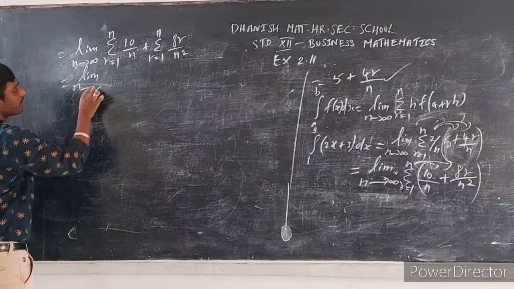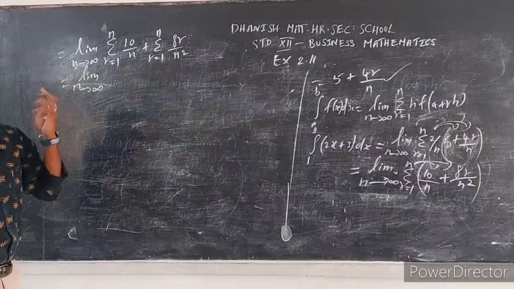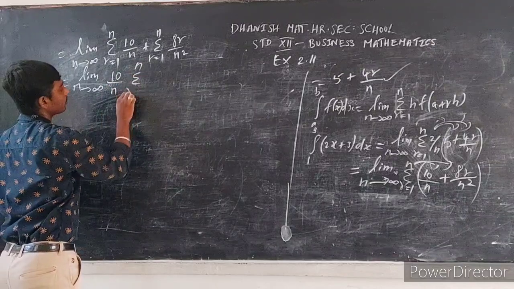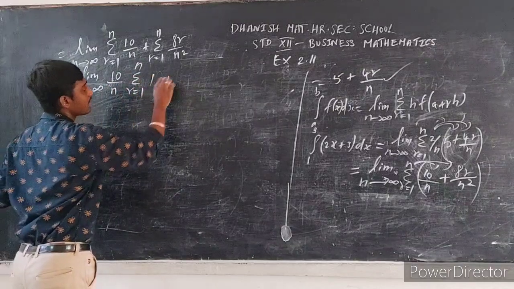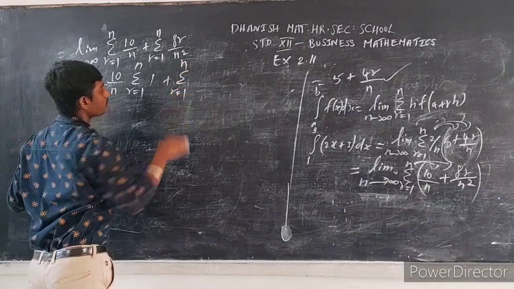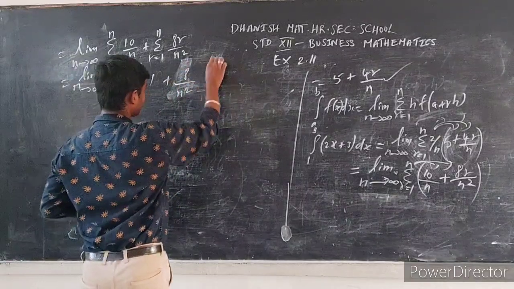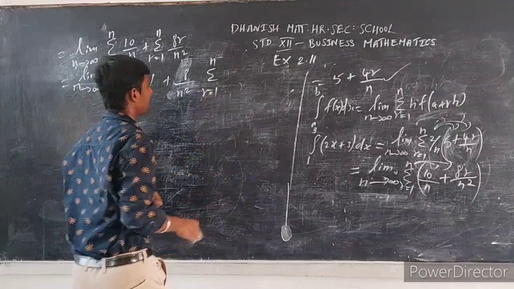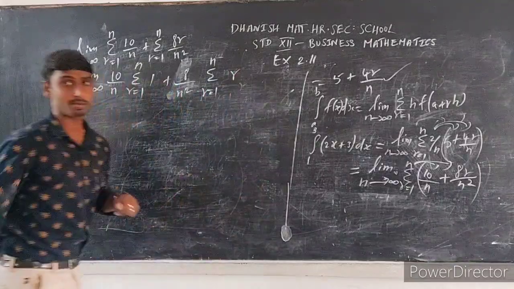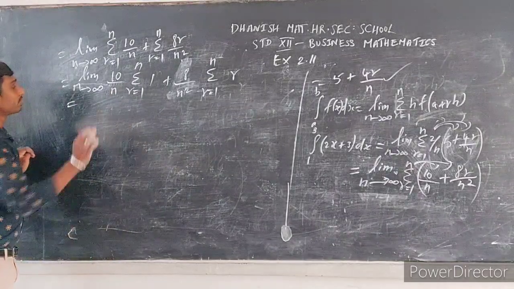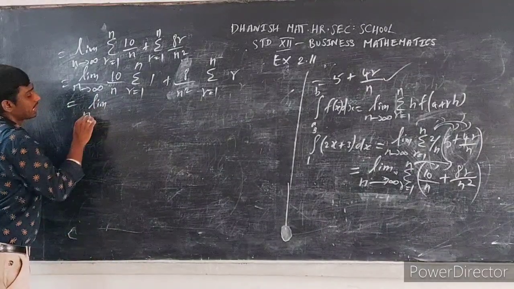Now I am going to take this 1 by n from the summation, and this 1 by n square from the summation. Let's write the 10 divided by n taken out from the summation. What is the remainder? That will be 1. Then let's take this 8 divided by n square, summation r equal to 1 to n. What is the remaining value here? That will be r. And the summation of one value will be simply n.